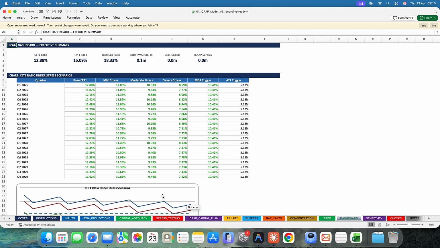Honestly, if your team pulls the ICAAP together in a folder of spreadsheets that talk to each other via VLOOKUP, this is what you want instead. One file, 10 asset classes, 20 quarters, 3 severities, audit ready.